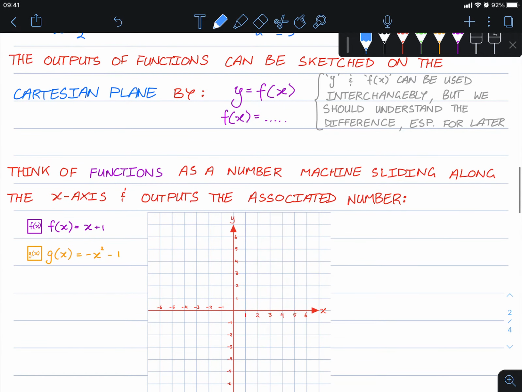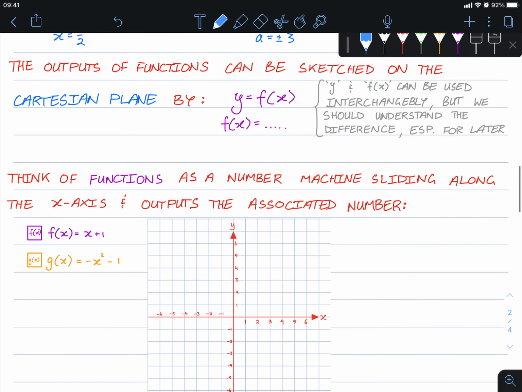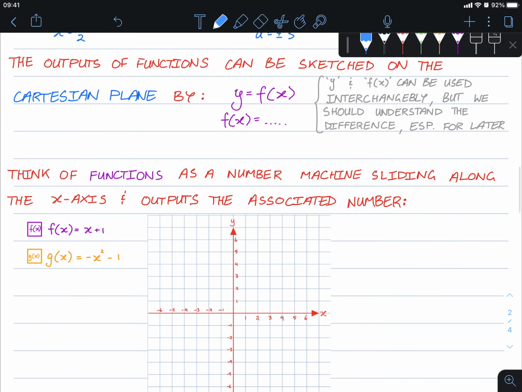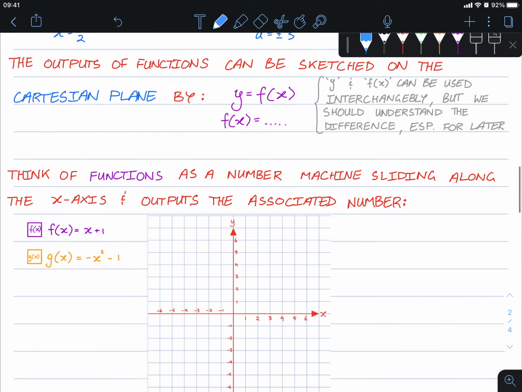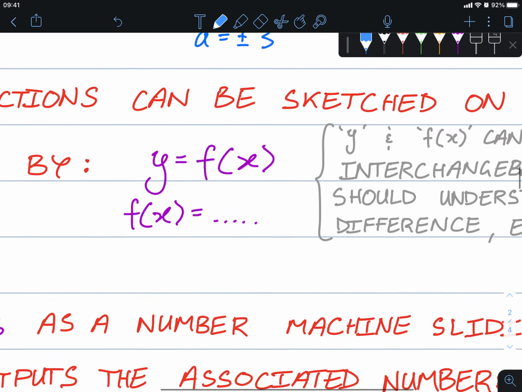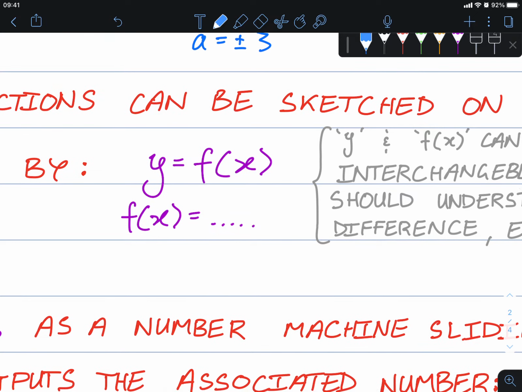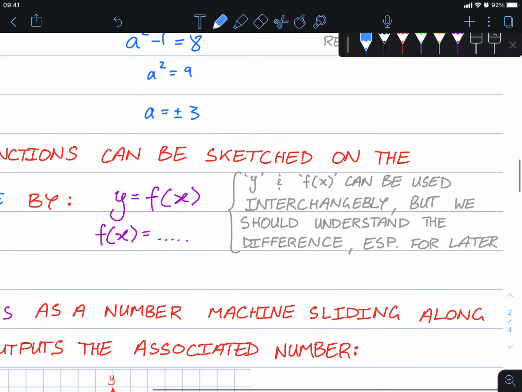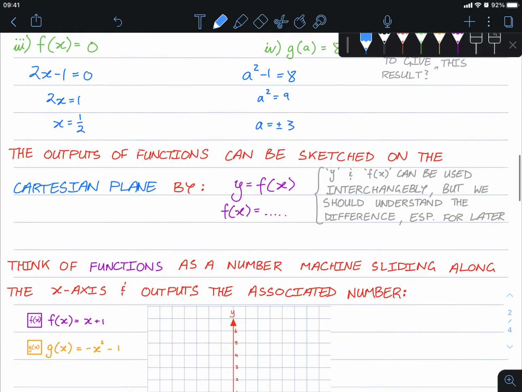So now that we know the notation, and that's plain and simple, the outputs of functions can be sketched on the Cartesian plane, which is just the number plane, by use of this notation. If we let y equal f of x, we get f of x equaling whatever it is. That seems rather confusing, but the main thing to think is that y and f of x can be used interchangeably, but we should understand the difference, especially for later.